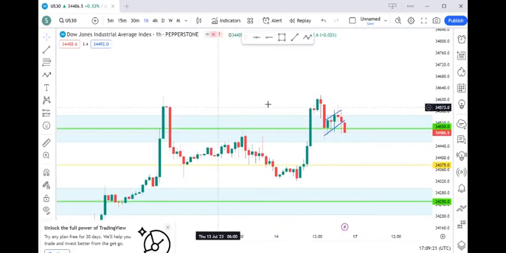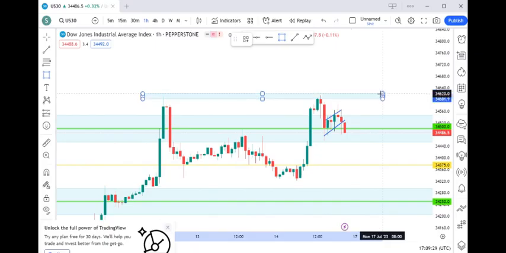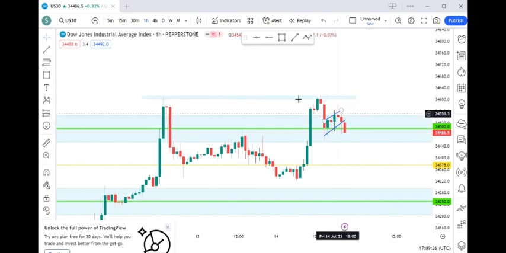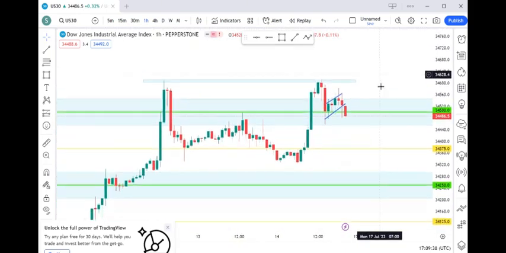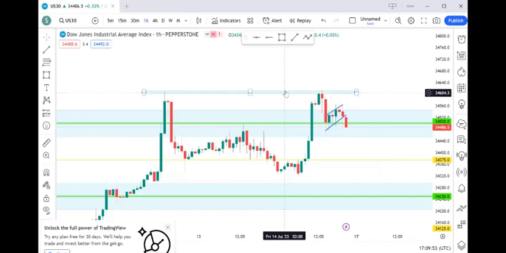Also, I see a double top here. Check. Here's a double top. So already we've got the higher time frame analysis, daily and 4 hour, confirming overall direction. We come down to a 1 hour, that's one confluence, right? Overall direction. We come down to a 1 hour, we found a double top, we found a bearish flag.